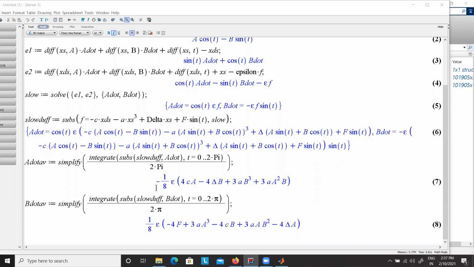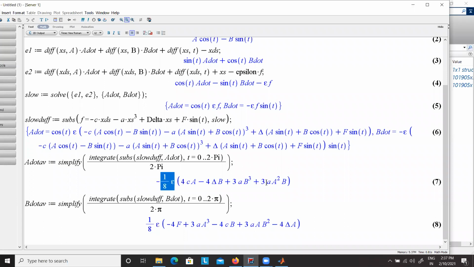Okay, so let us look at this now. I will do one thing. Now you see, I am interested in A and B and how they vary, right? This epsilon and this 1 by 8 is only changing the time scale. Do you understand?